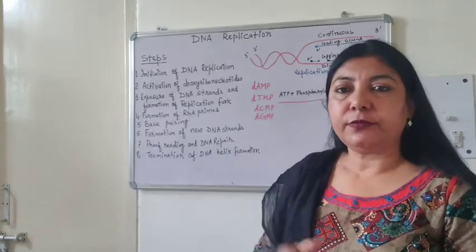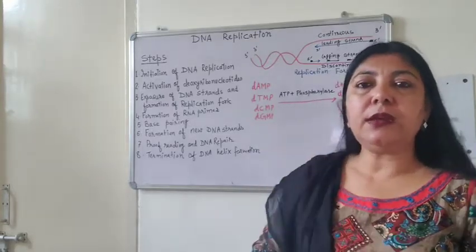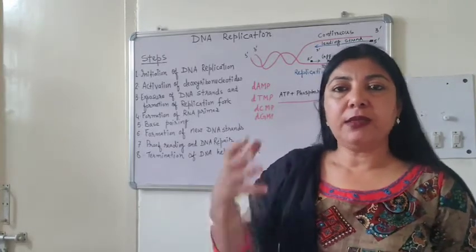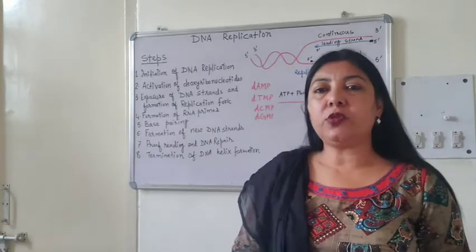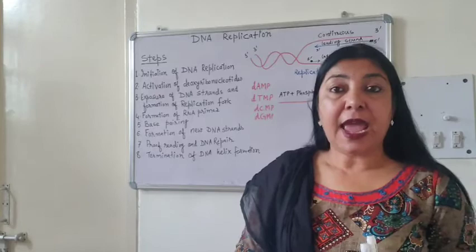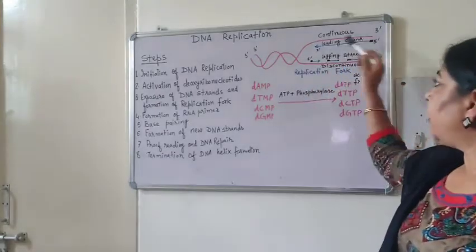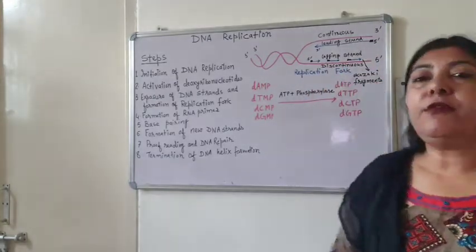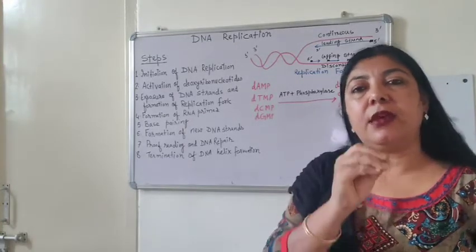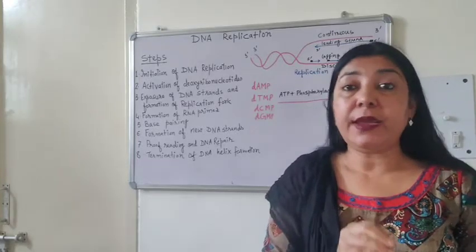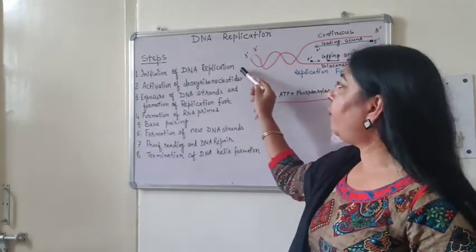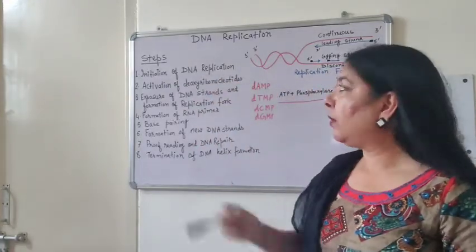As a result, from there, the initiation of the DNA replication will begin, followed by the action of the enzyme topoisomerase, which will cut and seal. As a result, this replication fork will be produced. At that replication fork only, the DNA replication will be initiated. So the first step is initiation of DNA replication.